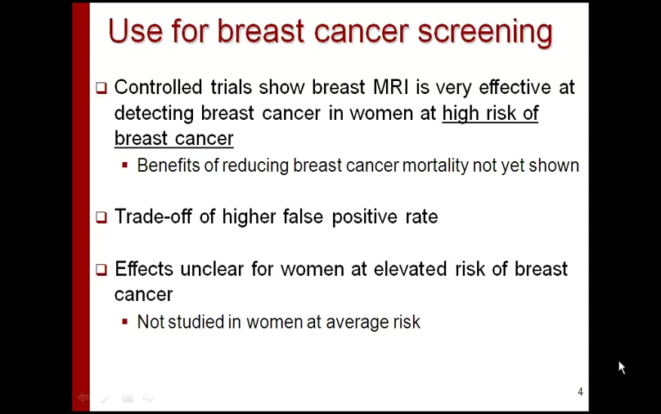Interestingly, whether it reduces breast cancer mortality, so its long-term effectiveness, is not yet known, and in part the studies haven't been followed long enough to see whether that is borne out. People infer it could be effective based on the effectiveness of mammography. Again, even in screening, the trade-off is this higher false positive rate.